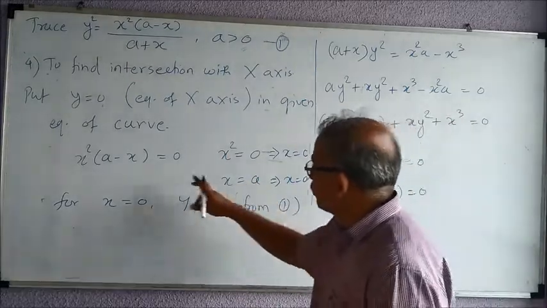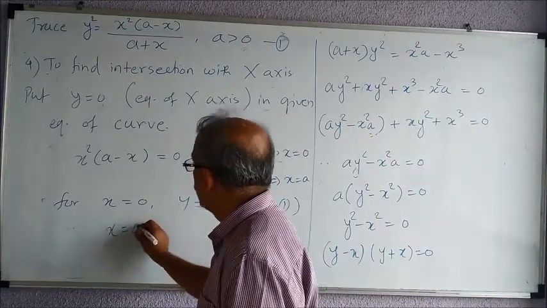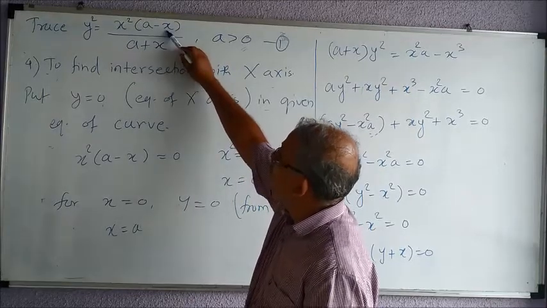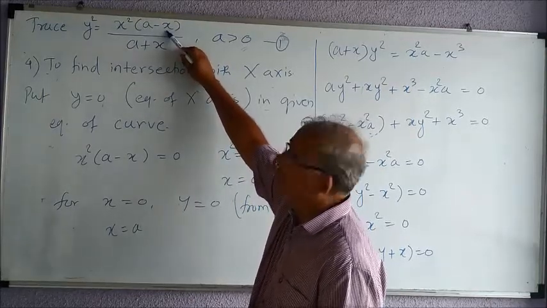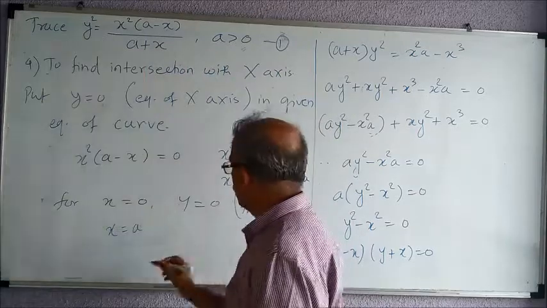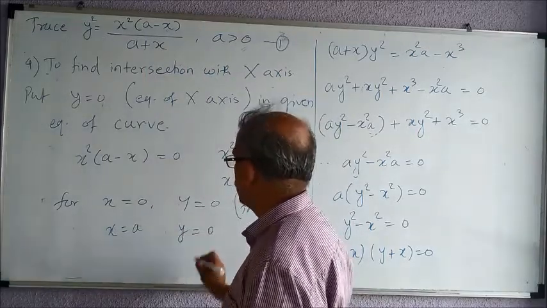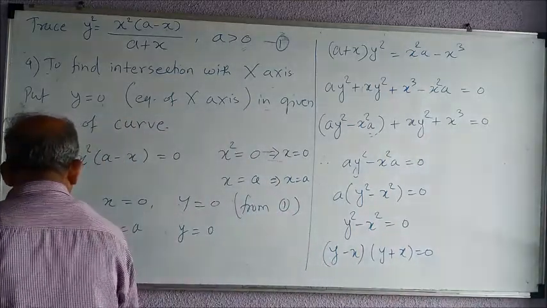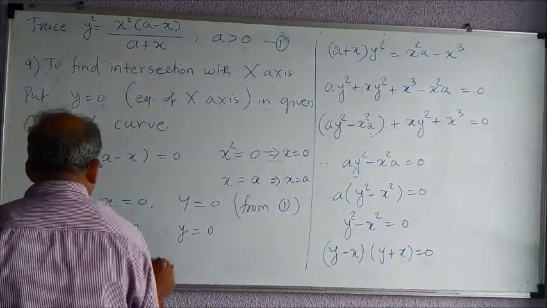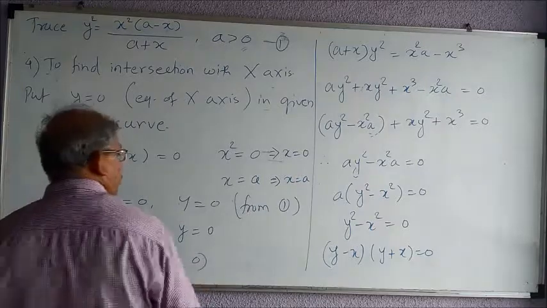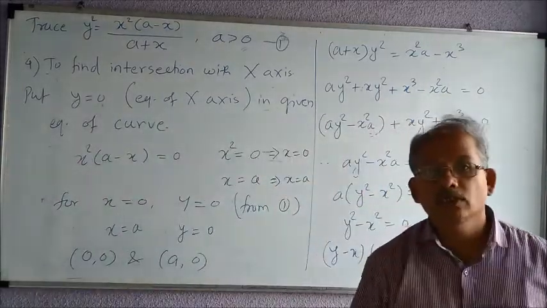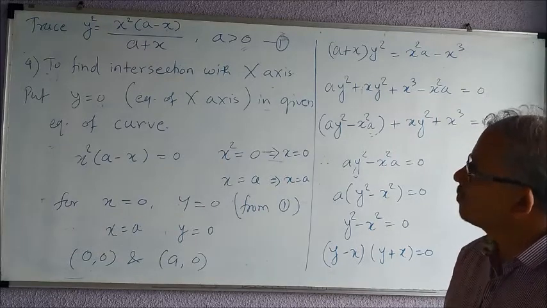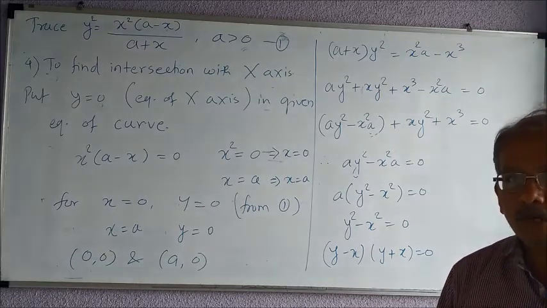And if we put x equal to a there, see what we'll get. X equal to a. So this is 2a, but this is 0, right? A minus a. So y will be 0. Again y is 0. So 2 points we have obtained: 0, 0 and a, 0.